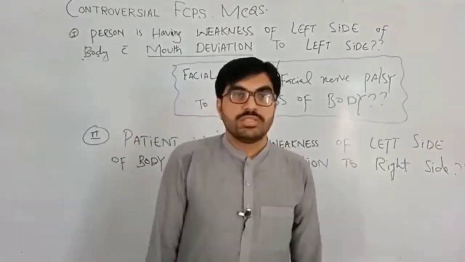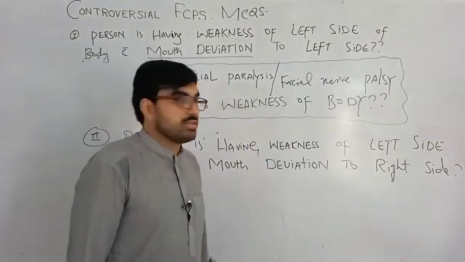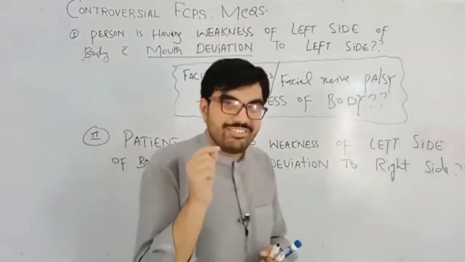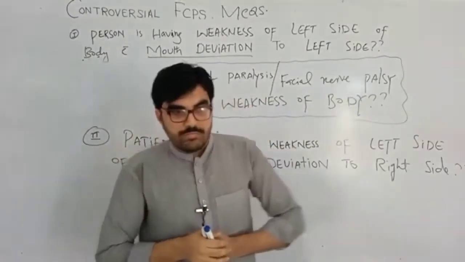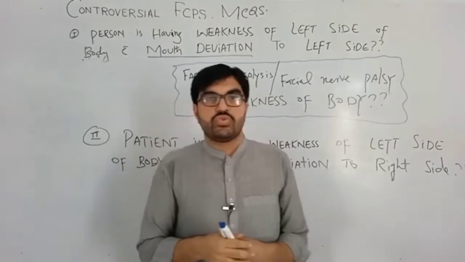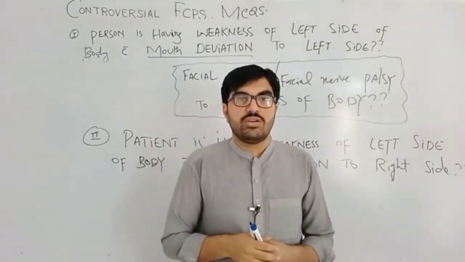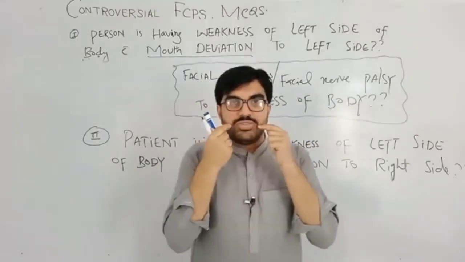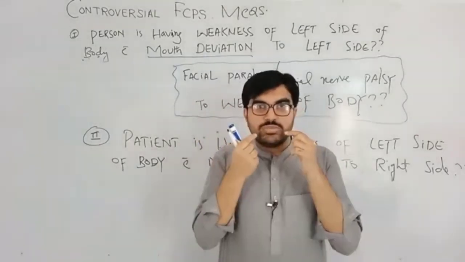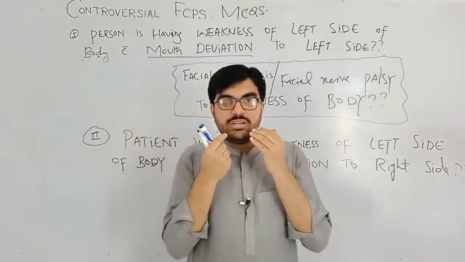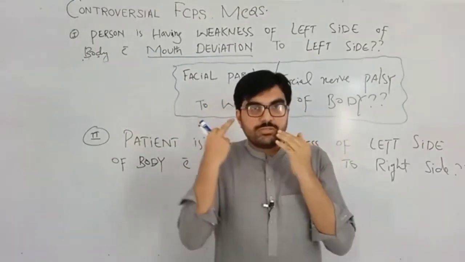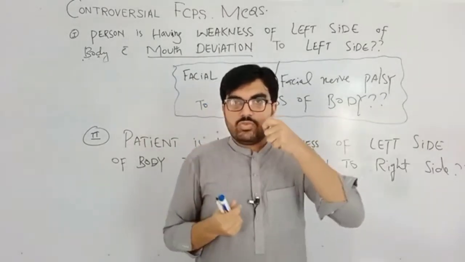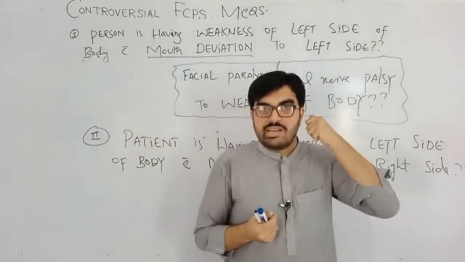There is another MCQ that is repeating again and again. There is a confusion regarding mouth deviation in patients with facial nerve palsy. First thing we should know is which side of the facial nerve is paralyzed. Normally the mouth is in the center because the effect on one side is neutralized by the other side. So when there is paralysis of one facial nerve, we cannot push back that side. What happens is the healthy side pulls that side back and there is deviation.